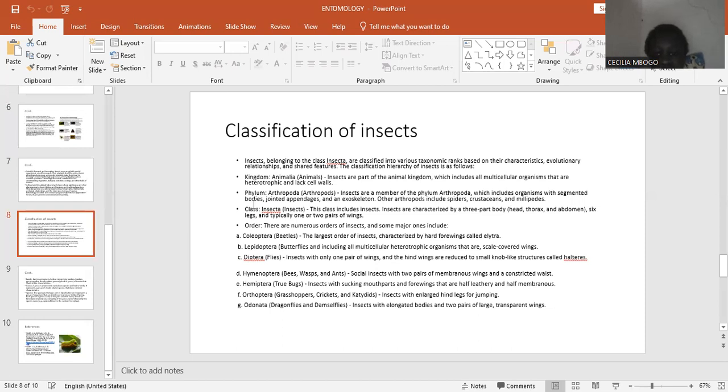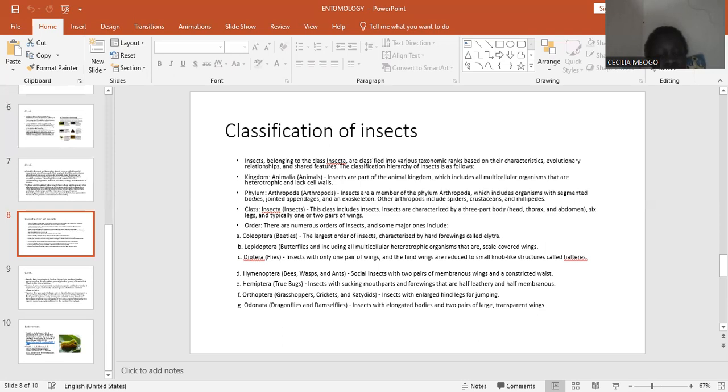So the classification hierarchy of insects is as follows. Just as we can classify human beings, we say human beings belong to the kingdom Animalia, then the phylum Chordata, then we classify the human being as we go downwards. So here, the insects belong to the kingdom Animalia. Insects are part of the animal kingdom, which includes all multicellular organisms that are heterotrophic and lack cell walls. When we say heterotrophic, we say that they can't make their own food. They depend on something for food.